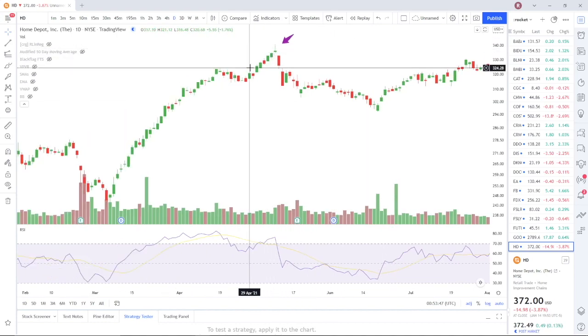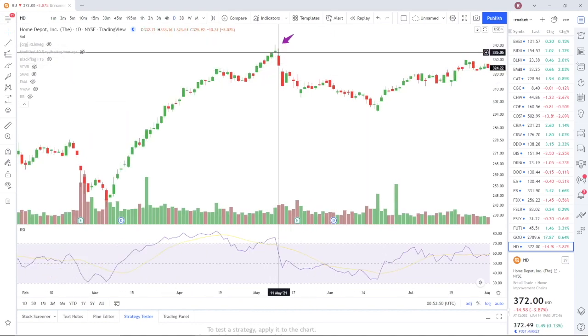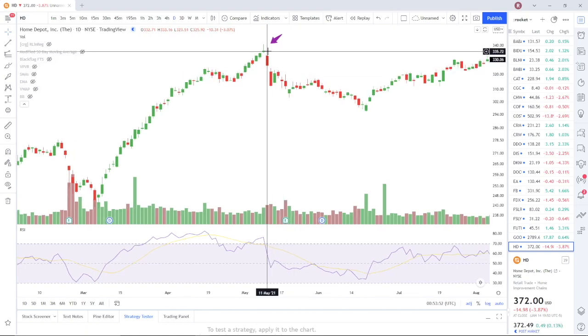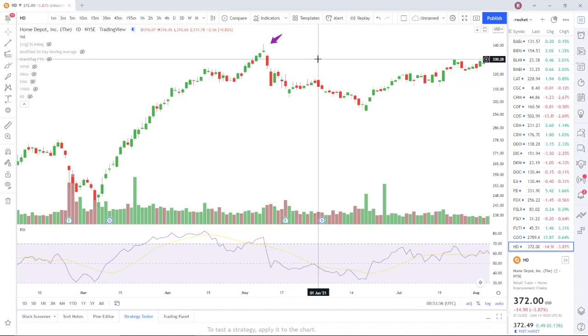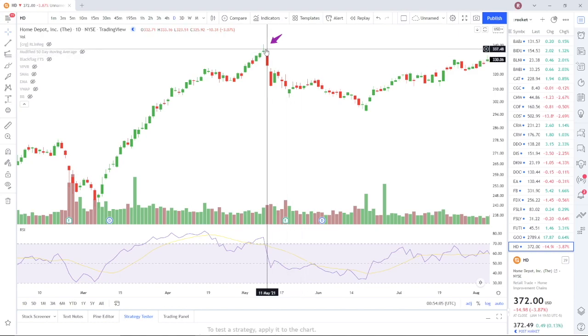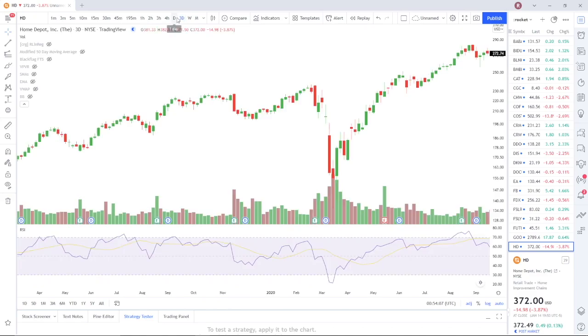A shooting star comes up after an exhausted uptrend. It's a somewhat medium term short signal. The following price action needs to confirm it. These candles are more validated on your longer term time frames, so daily, weekly, 3-day, things like that.